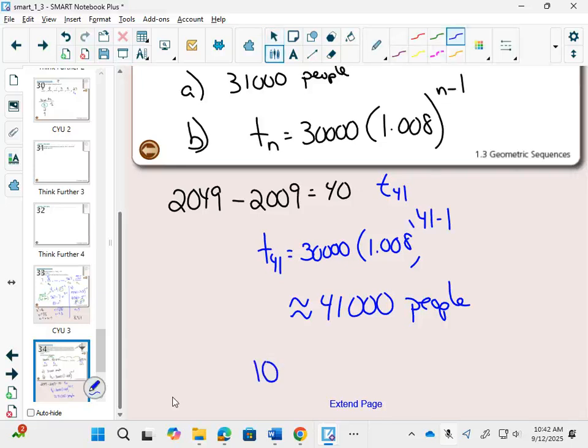Circle questions 10, 13, 14, and 15. And 15, I have a star beside because it is tricky. Maybe we'll even start tomorrow's class with it. Tomorrow, Monday. It's a weekend.